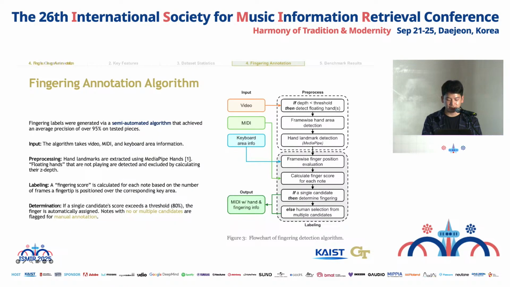And one of our key features is the fingering data. So we developed a semi-automated method to label fingerings with over 95% precision on our curated test split. The process is really simple. It tracks hand landmarks first, and then we ignore hands which are floating, which means the hands are not touching the keyboard, because that is useless for the fingering itself. Then we calculate which finger most likely played each note with a fingering score. If there is a clear single winner, it is auto-labeled. If not, we let the human annotator make the final call.